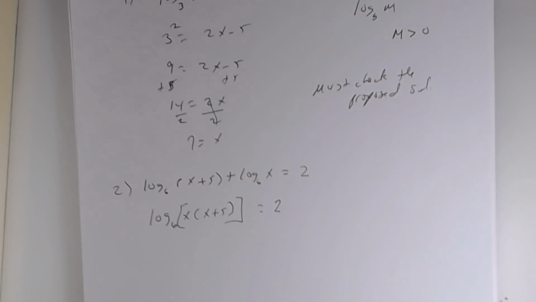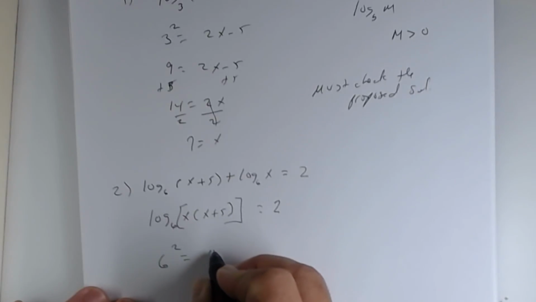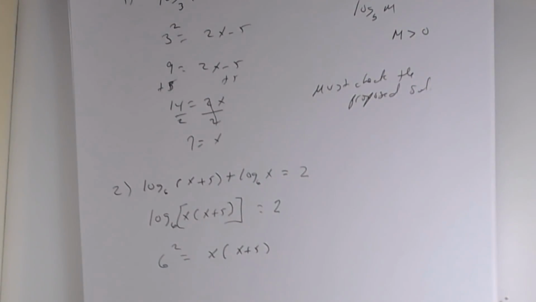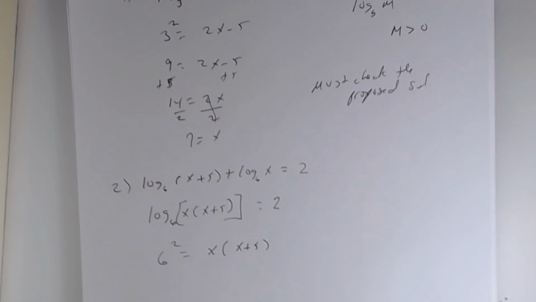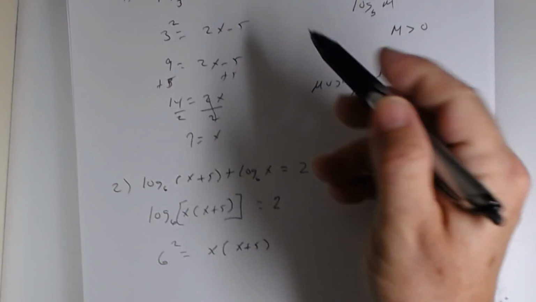Now this looks like that. So you have this log equation, and the log is by itself. What's the coefficient in front of log? 1. So now you can change this to an exponential. How do you do that? 6 squared equals x times (x plus 5). Very good, so that's where we're at. Now notice when we did this one, we ended up with what kind of equation?